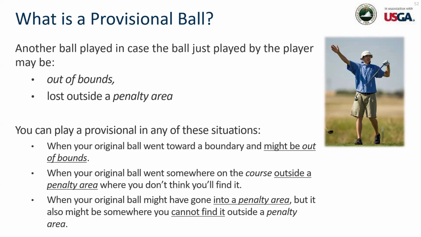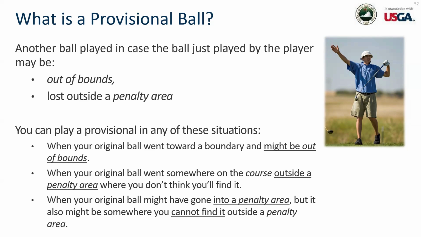The last 18 is about provisional ball. So assuming we're not using that model local rule, provisional ball is something that we would encourage players to get into the habit of doing. So playing another ball just in case that first ball might be out of bounds or lost outside of a penalty area. So those are the 2 main things. If we know or think that our ball might be lost outside of a penalty area or out of bounds, play a provisional. There's no harm in doing it. It's going to help you save time and keep pace of play moving.